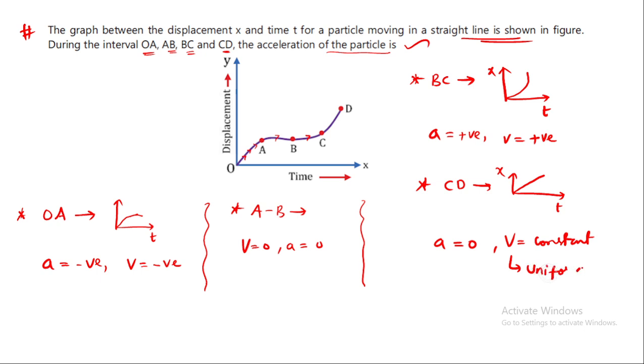This indicates uniform motion. Do not confuse yourself: uniform motion and uniform acceleration are both different. Uniform acceleration means non-uniform motion. Uniform motion means the body is moving with a uniform, that is constant, velocity.